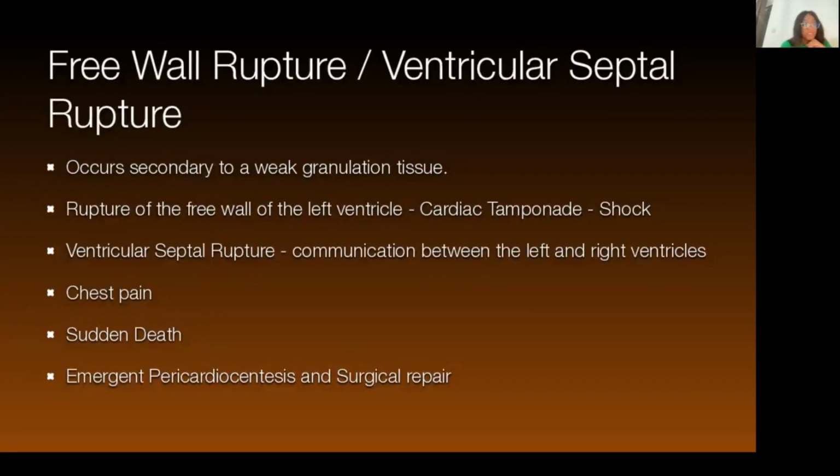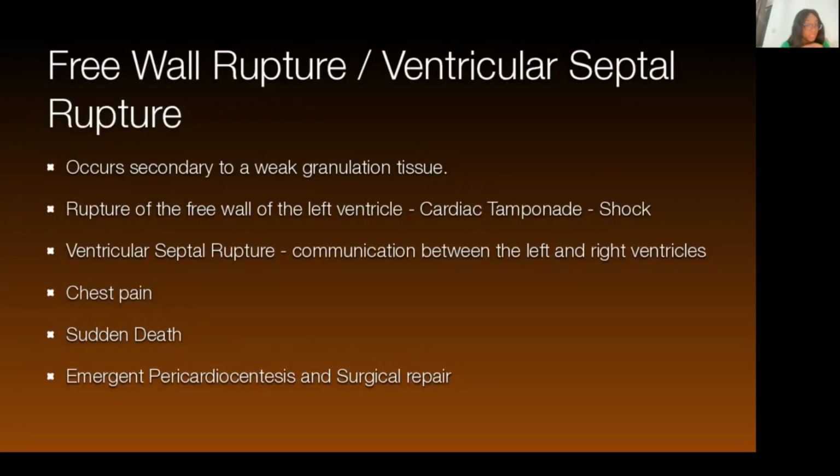Free wall rupture and ventricular septal rupture. These are more insidious events, okay? They happen secondary to a weak granulation tissue. In free wall rupture, this is the rupture of a free wall of the ventricle. That means blood is going to extravasate into the pericardium, and this can cause cardiac tamponade, and the patient can go into shock. With free wall rupture, you need to do emergent pericardiocentesis and surgical repair.